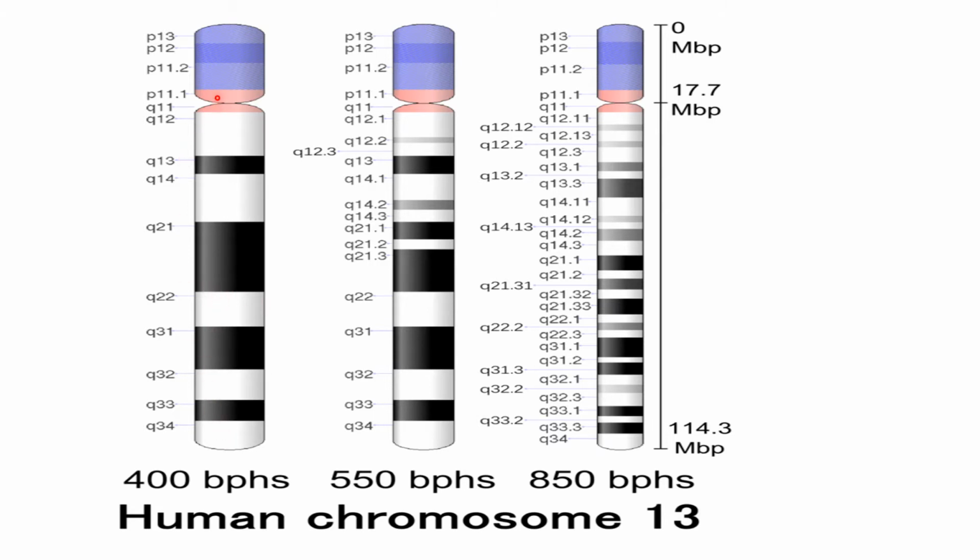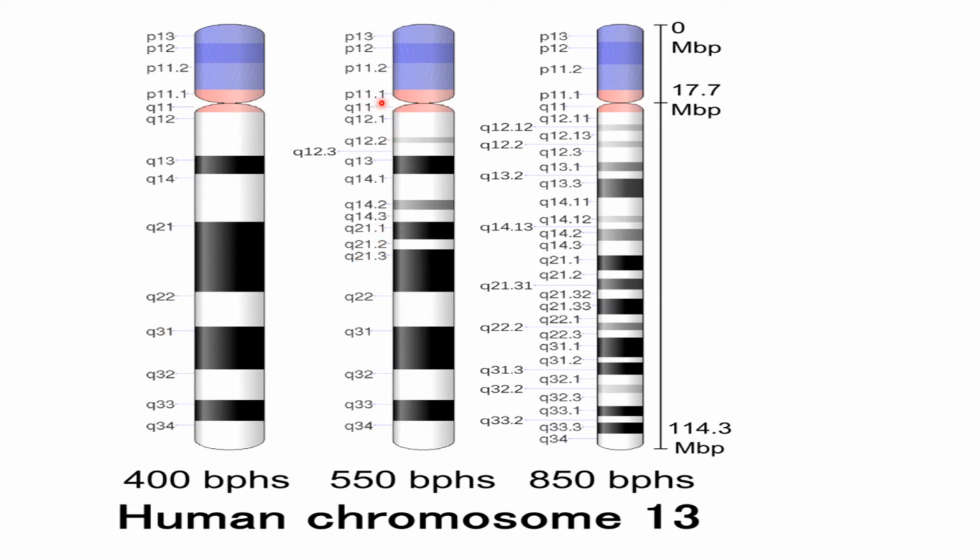Each region is further divided into bands as region 1, band 1, region 1, band 2, region 1, band 3. Similarly, in the long arm, region 1, band 2, region 1, band 3, region 1, band 4, region 2, band 1, region 2, band 2, region 3, band 1, region 3, band 2, region 3, band 3. And these bands are further subdivided into subbands as we can see here.